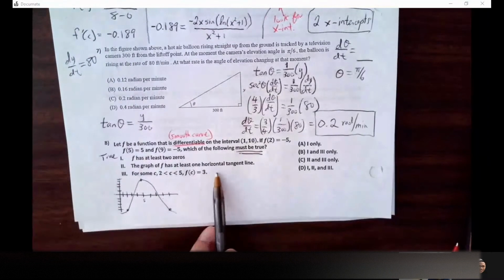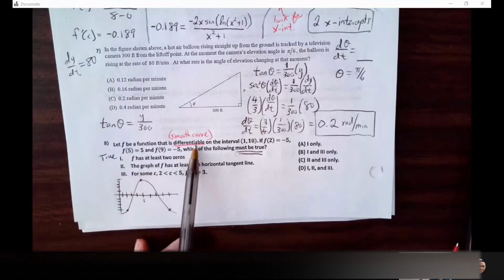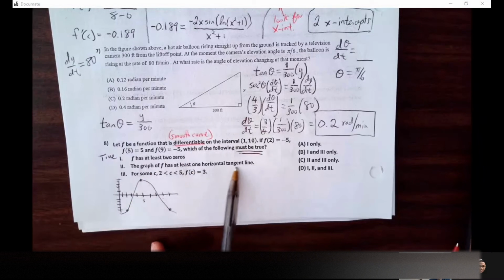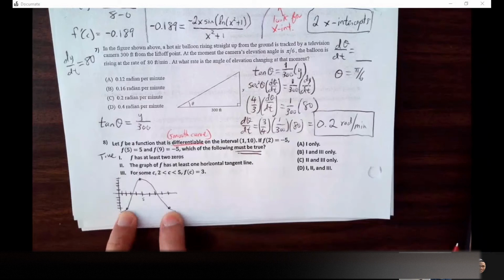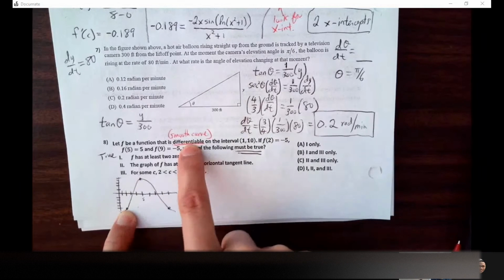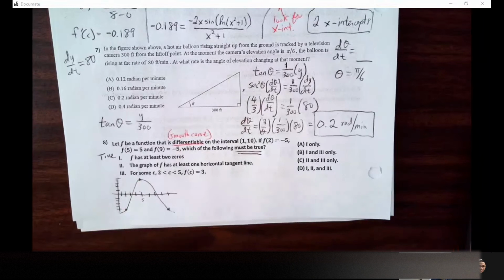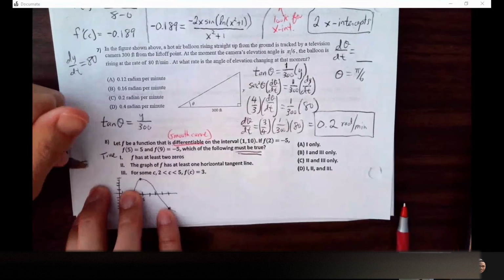The graph has at least one horizontal tangent line. That is true. This may not be the max, but the graph has to go up and come down, and it's a smooth curve. So if it's going to make its way down, this is basically applying Rolle's theorem. Rolle's theorem says if I have two endpoints that are the same y value, it's got to be able to go up, come down, or go down, come up. And along that path, as long as it's a smooth curve, it's going to have to have slope 0 somewhere in between. So true due to Rolle's theorem.